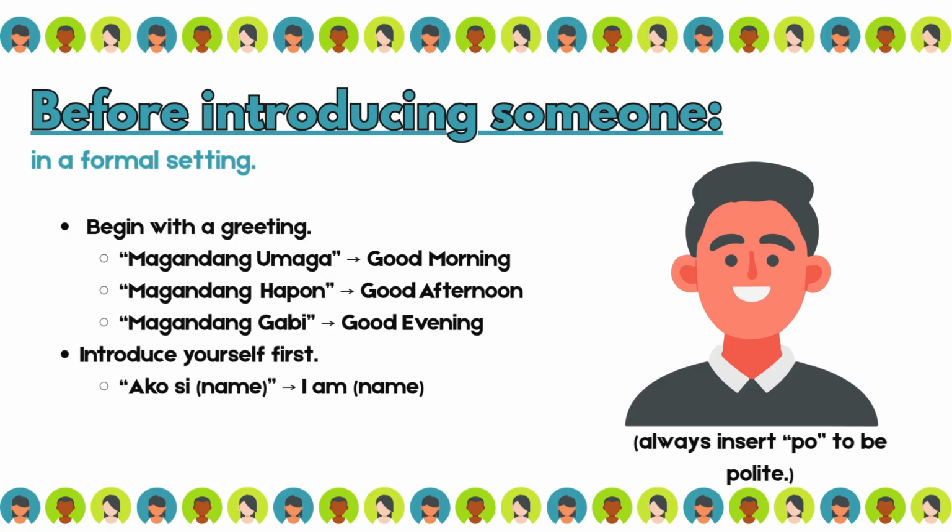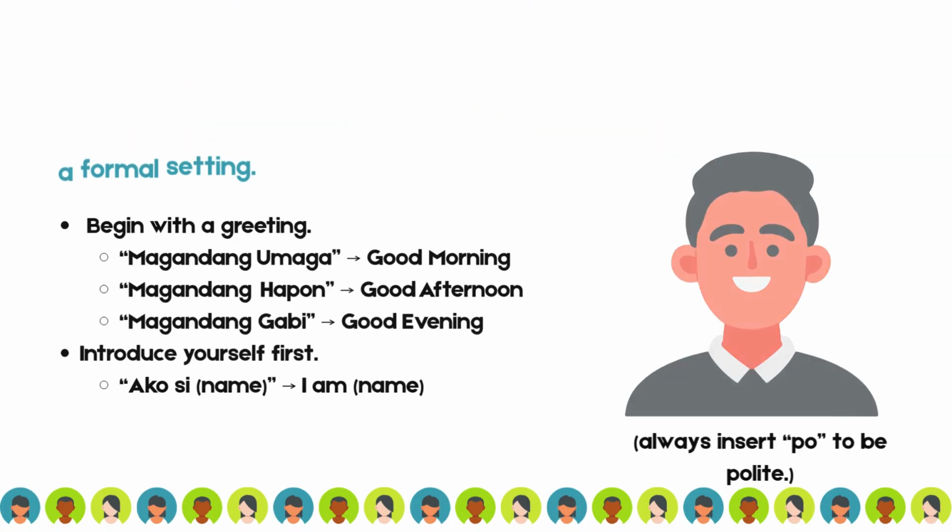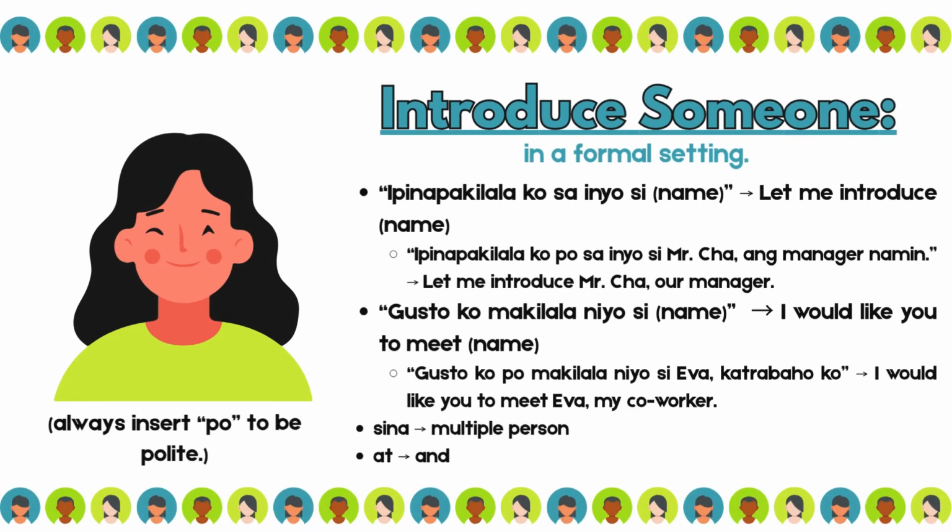Aside from the greeting, we must begin with introducing ourselves. We can do this by saying ako si and then state your name. For instance, if your name is Mario, you can say ako si Mario. There are two ways to introduce someone in a formal setting.